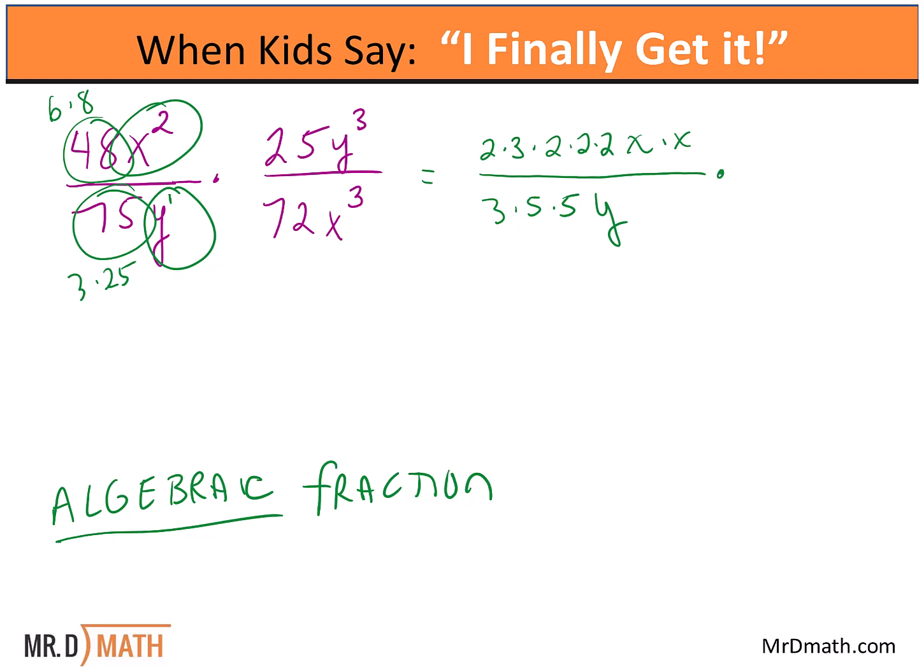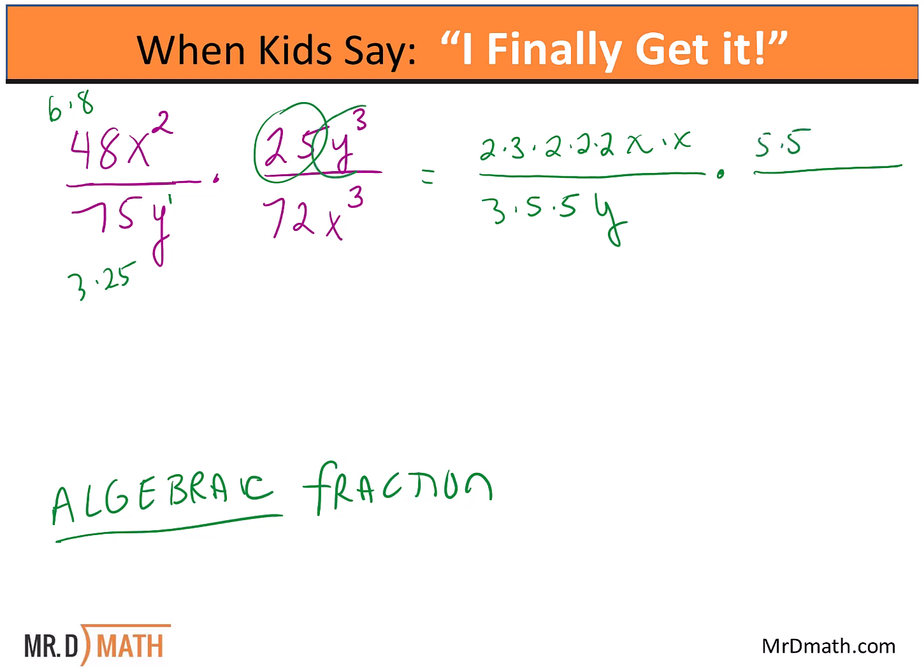Let's get to work on the second fraction and see what it's going to look like. 25, you probably know, is 5 times 5. Piece of cake. Y to the third power is y times y times y. But what about 72? Well, it's 8 times 9. 8, I said it again. 2 times 2 times 2. And 9 is 3 times 3. Then we have x to the third. X times x times x. Oh my goodness, we did it again.